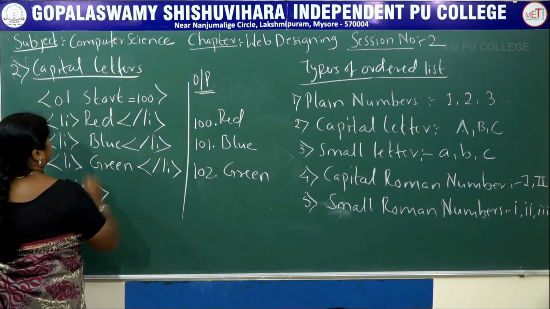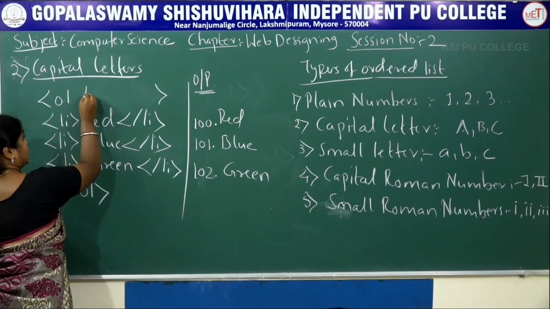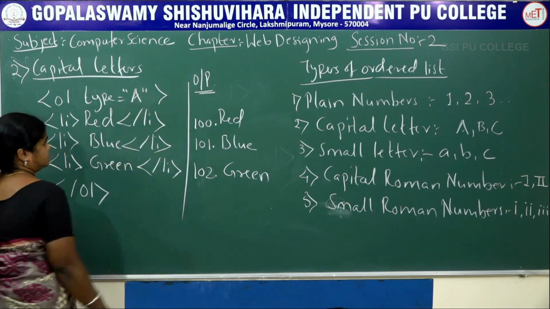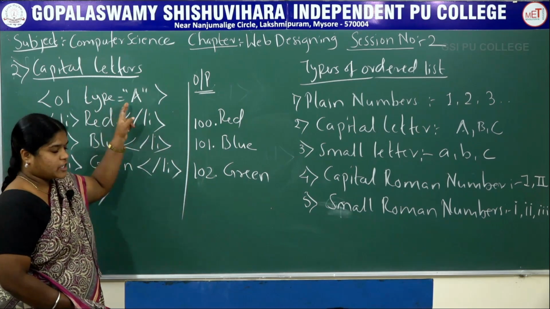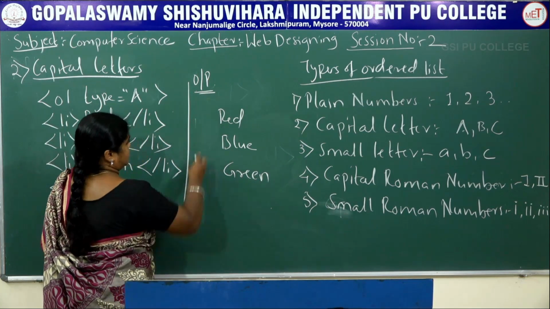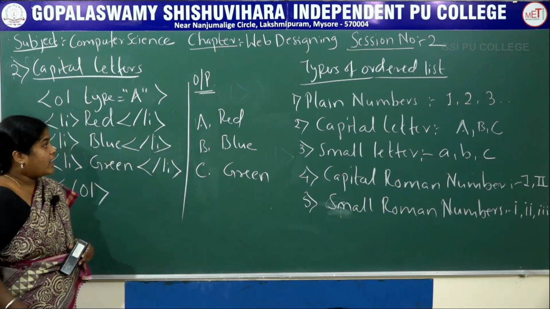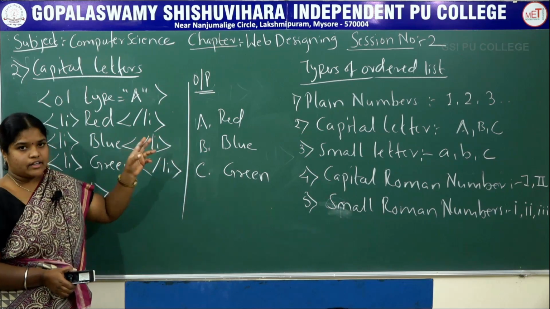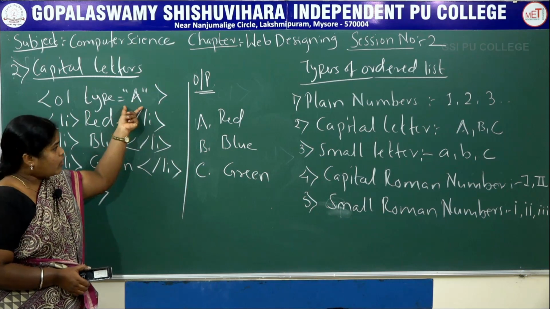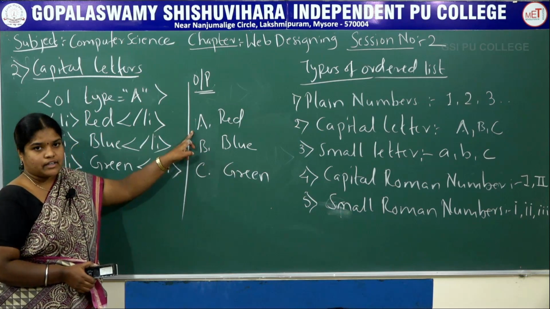Capital letters. For capital letters, the only thing we have to change is the type. Type is equal to capital A. If you give the type as capital A, in the output you are going to get the list changed as A, B and C. I hope it is clear. For capital letters, we have to specify the attribute type is equal to A. Then automatically the items in the list will start with capital letters.